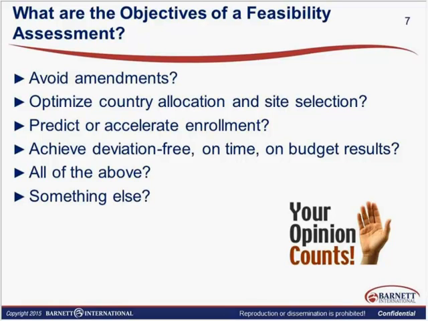I'll do a little polling question, Michael and Michelle, with you folks. When you think of feasibility, what is the real objective? Is it that you're trying to get information to avoid an amendment? If that's the case, go ahead and use the raised hand symbol. Is it to optimize country allocation and site selection? If you think that's the objective, the green check. Predict or accelerate enrollment, the red X. Achieve deviation-free, on-time, on-budget results, use the go backwards button. All of the above, the go forwards button, or if you think feasibility objectives are really something else, use the smiley face button for me.